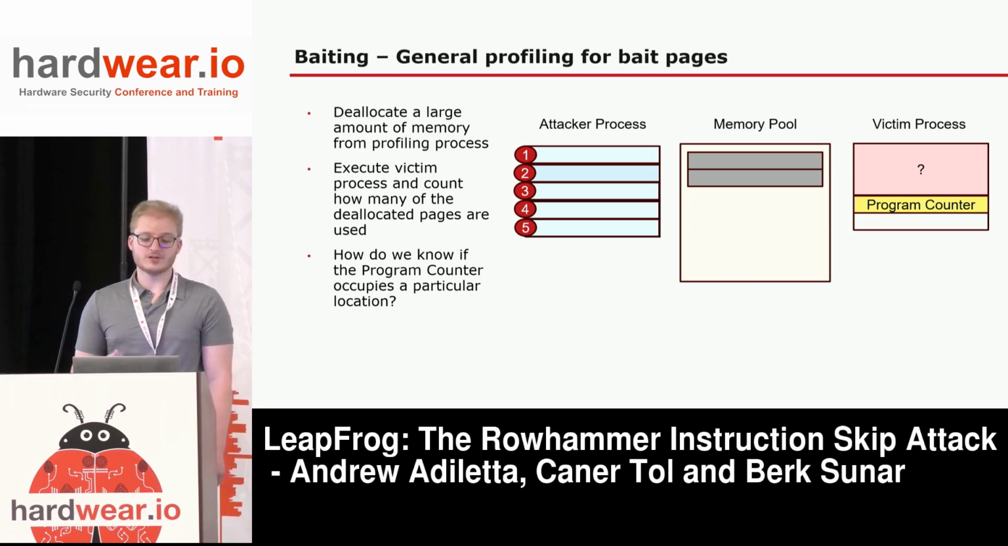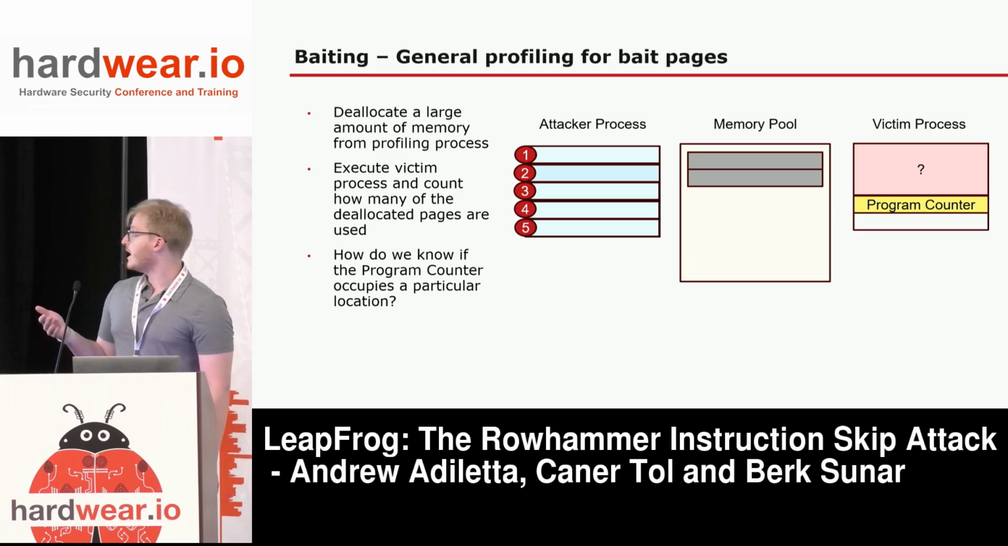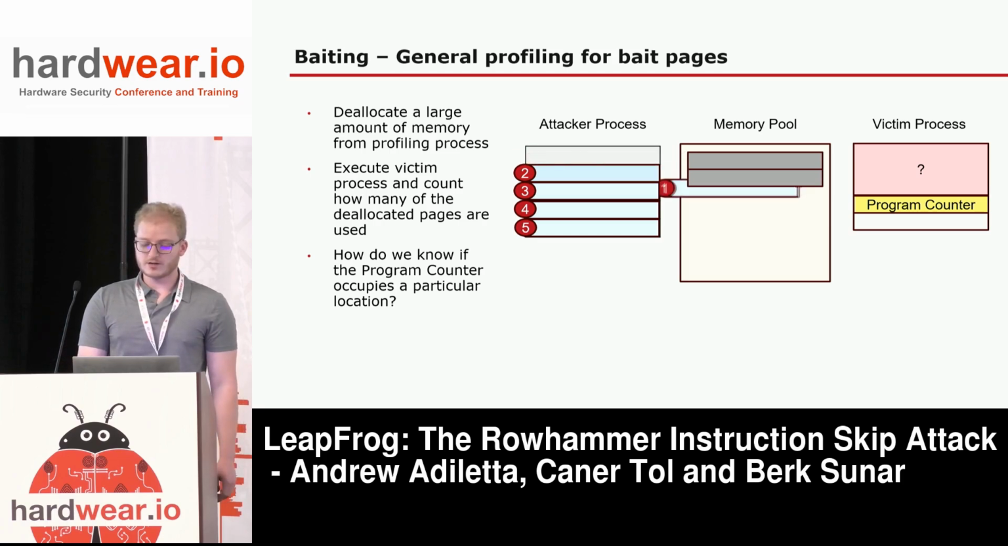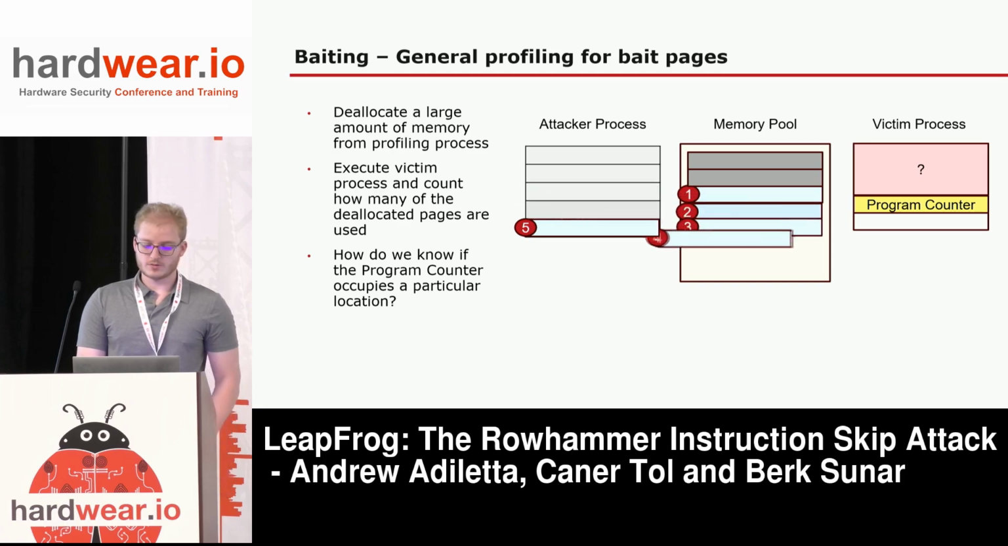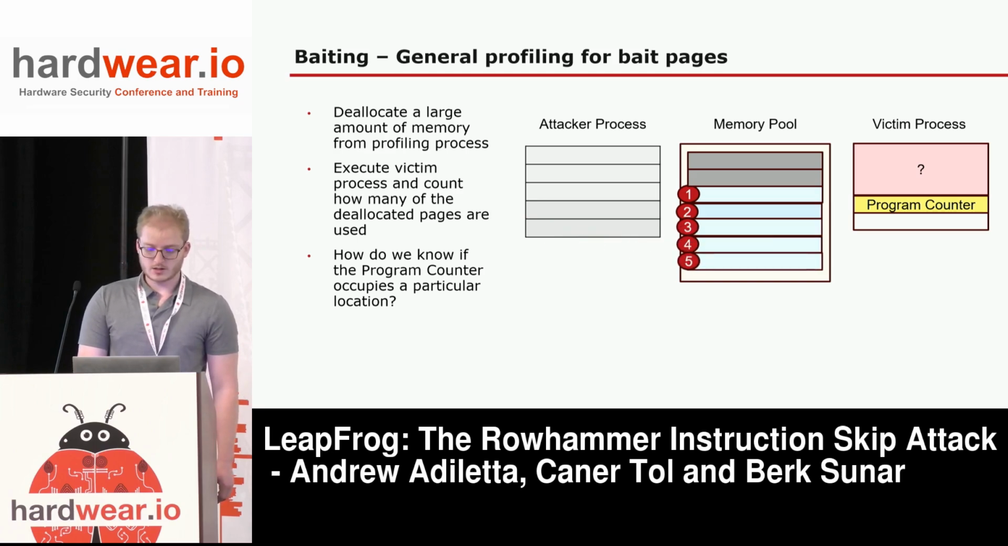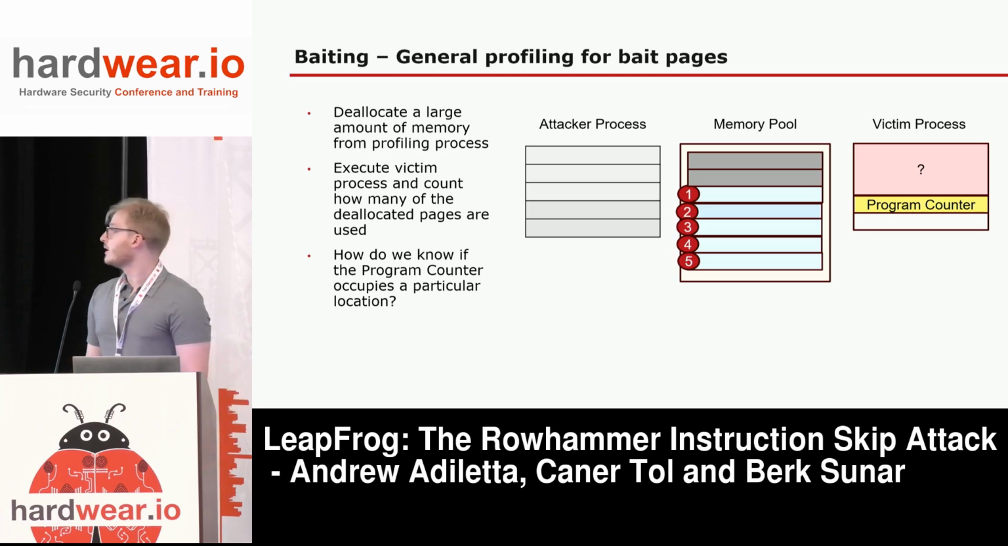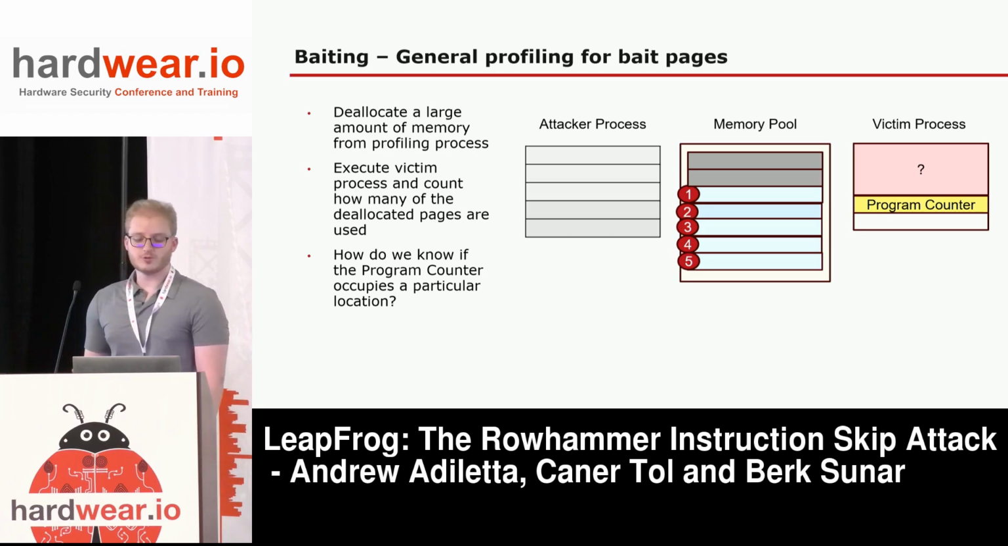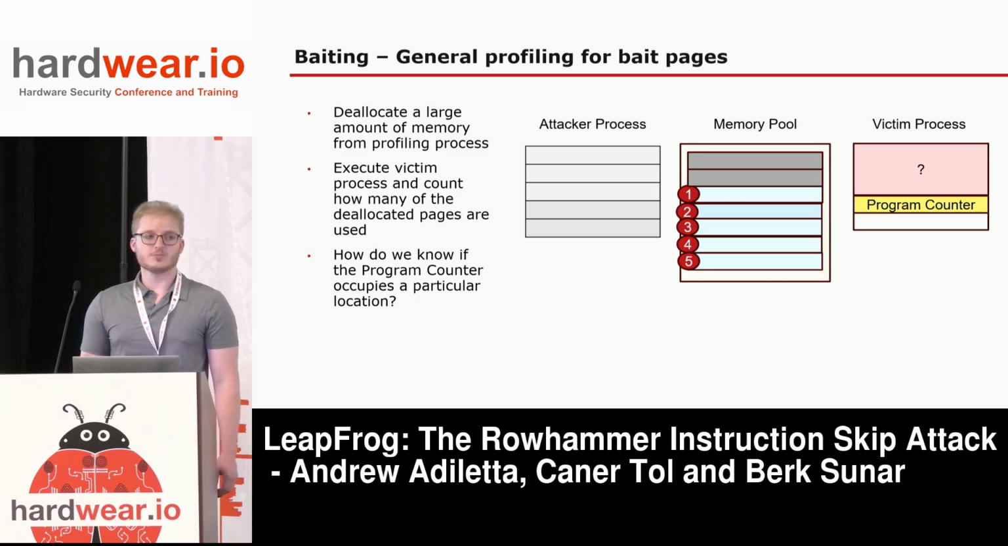You have your attacker process just allocate a bunch of memory. So in this case, we have 5 pages. And it'll deallocate all of that. 1, 2, 3, 4, 5. So deallocate all of that. And then we'll launch our victim process. And this is a profiling step, so we can assume we're root and we're just running this. We're trying to figure out how the victim process responds.